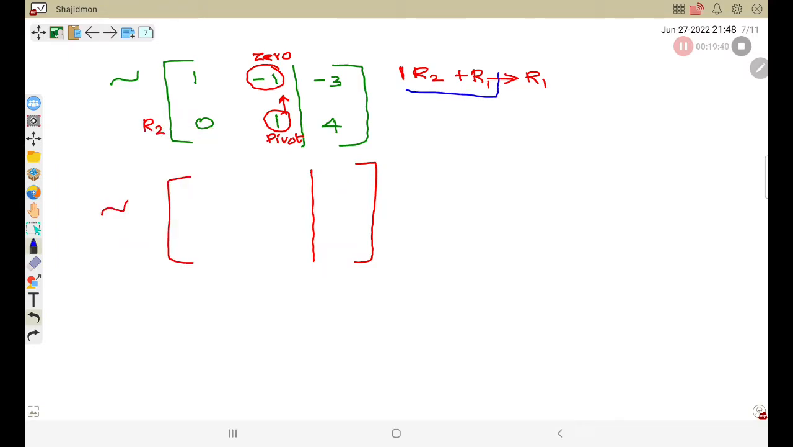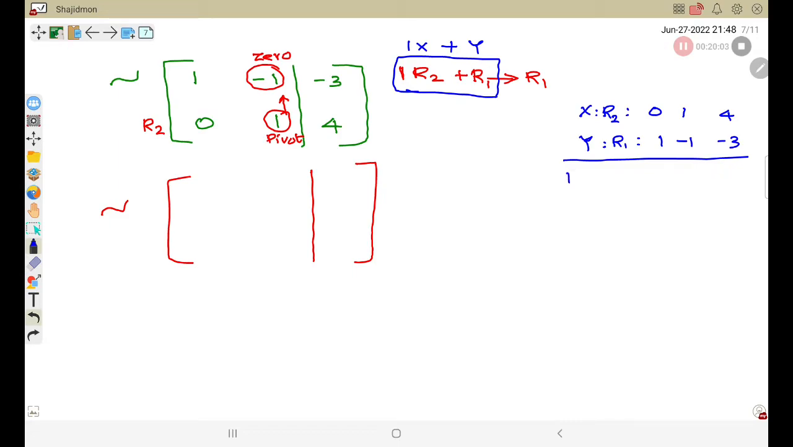Okay, equivalently you can check the numbers. You can enter this one in your calculator, 1x plus y. X means the second row. Second row is what here? 0, 1, 4. Y means the first row. What is the first row? 1 minus 1 minus 3. Now you can enter in your calculator 1x plus y. So x plus y means 0 plus 1.